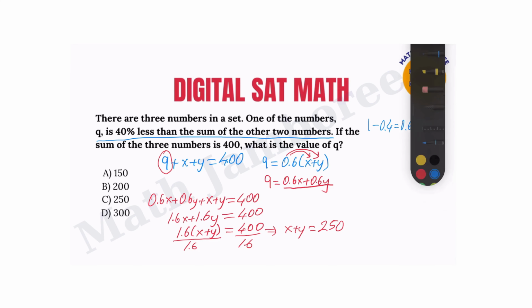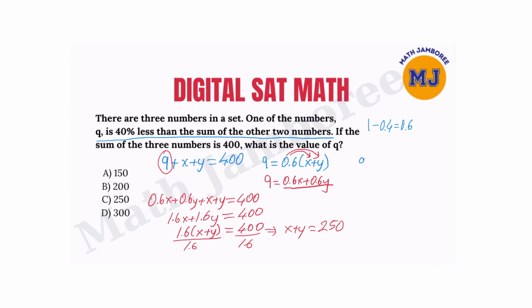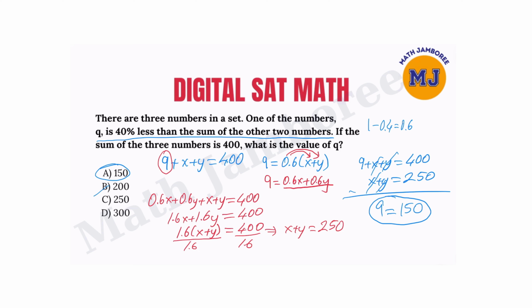So originally we had, remember, Q plus x plus y is equal to 400. And we also found x plus y equals 250. To find the value of Q, we'll just subtract these from each other. So Q will be equal to 400 minus 250, which is 150. So the correct answer for this specific question is choice A.